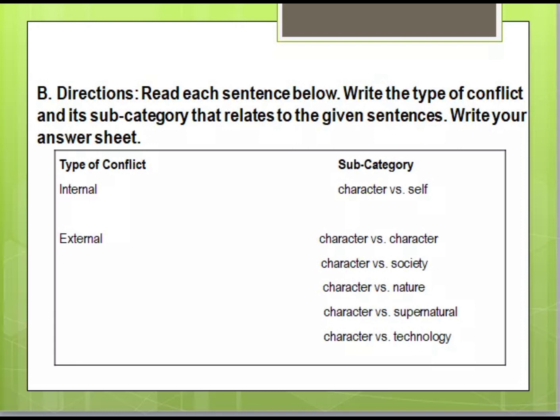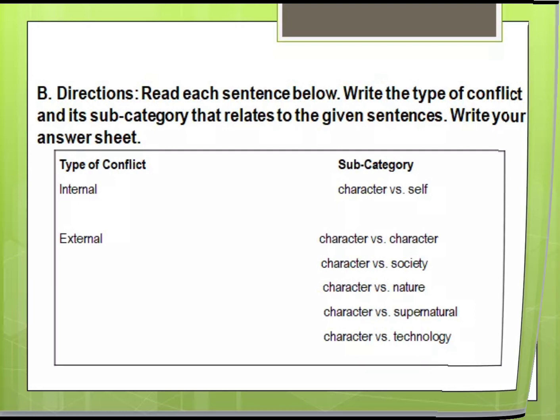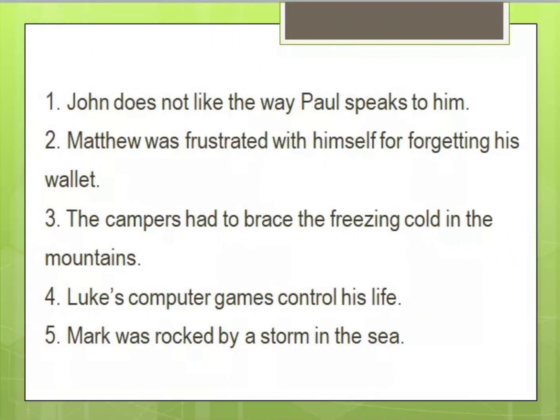Let's read letter B. Directions: read each sentence below, write the type of conflict and its subcategory that relates to the given sentences. So we have the type of conflict and then the subcategory. Internal, character versus self. External, character versus character. Character versus society. Character versus nature. Character versus supernatural. And character versus technology. So here are the sentences.